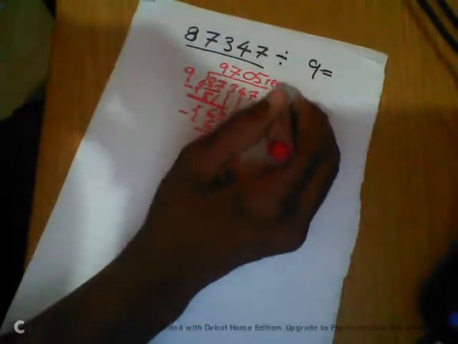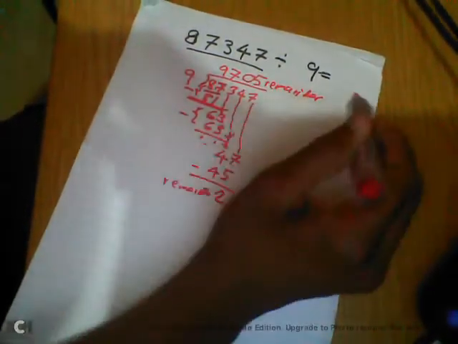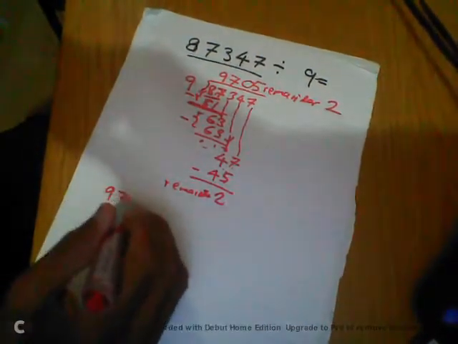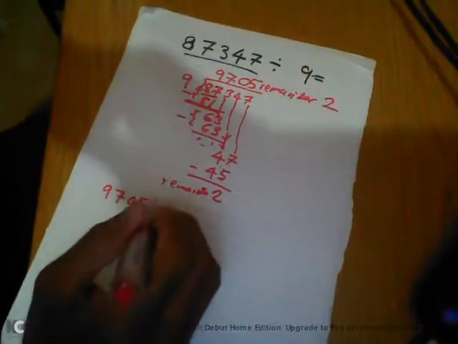So our answer is 9705 and remainder 2. So you're going to say, okay, our answer is 9705, remainder 2.